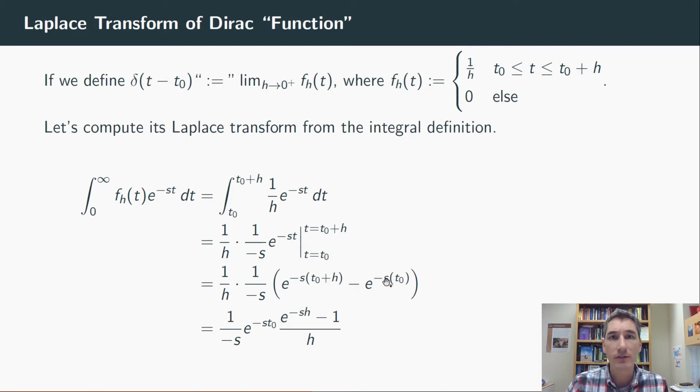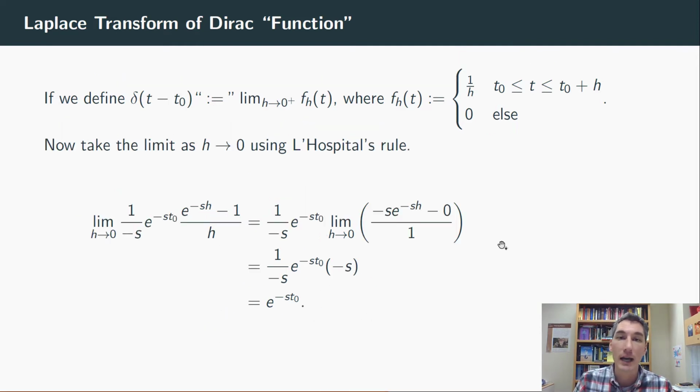Using the laws of exponents, we can factor out e to the minus st0 to the left-hand side here. I'm going to write the h in the denominator with the remaining part here, which is 1 minus e to the minus sh, and then, of course, h in the denominator. And then what we want to do is take the limit as h approaches 0. Well, if we take the limit as h approaches 0 for just the function, we get something that doesn't make sense. But we could take the limit as h approaches 0 of this Laplace transform. And that's what we're going to do next.